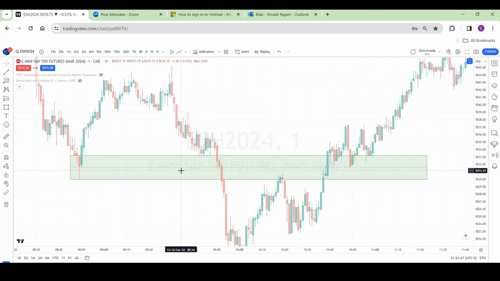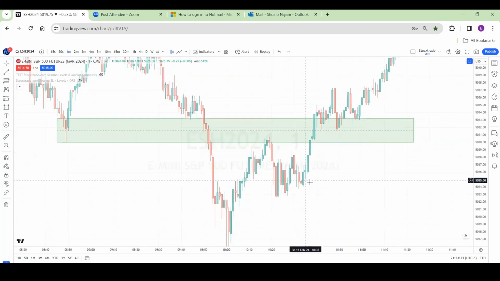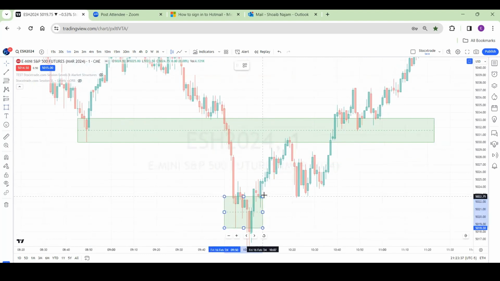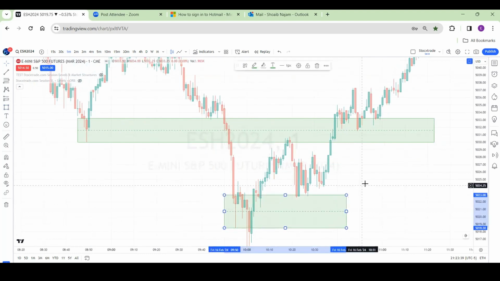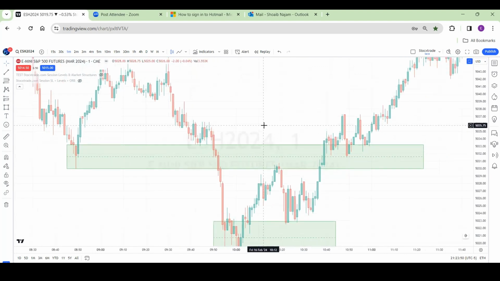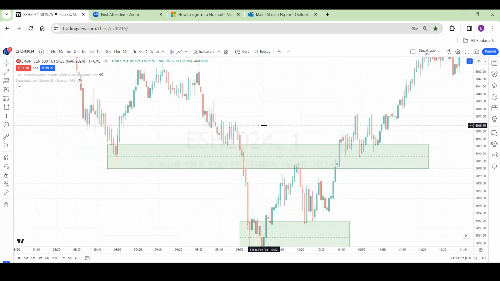This extended breaker block stays alive until it is fully mitigated. Not like a demand zone. What does your question mean? What do you mean by fully mitigated? Because if you see, once the price comes down, it is already mitigated, so it means still alive. Yeah, it is fully mitigated.